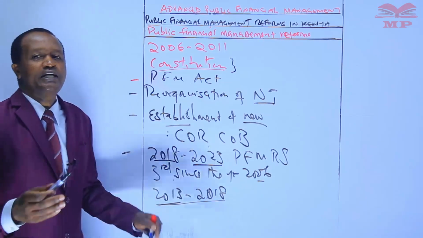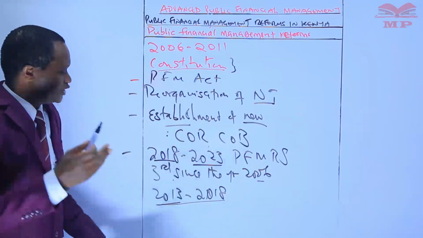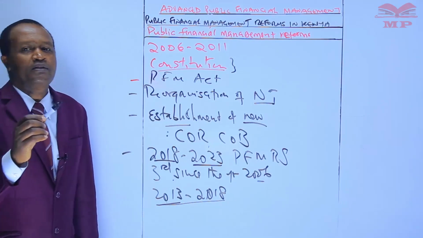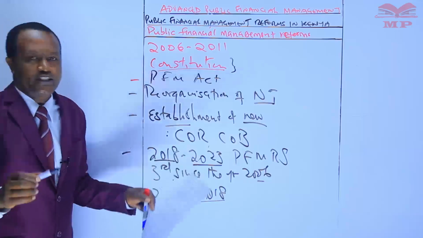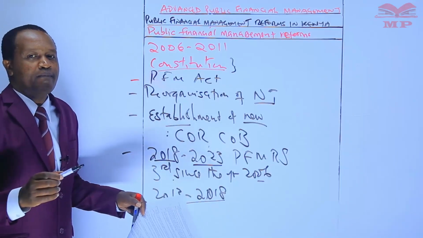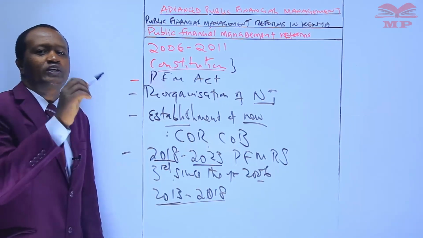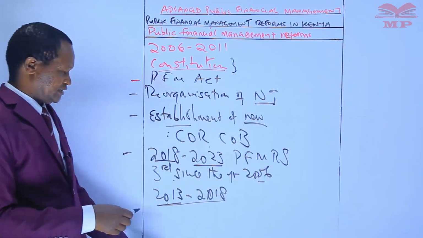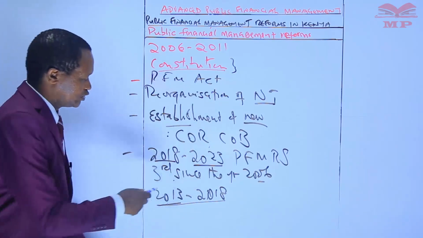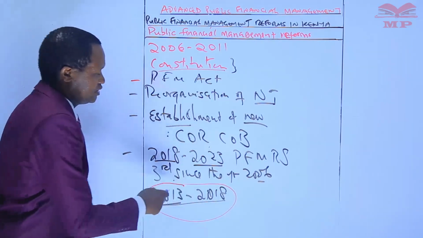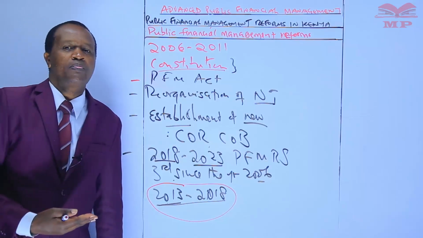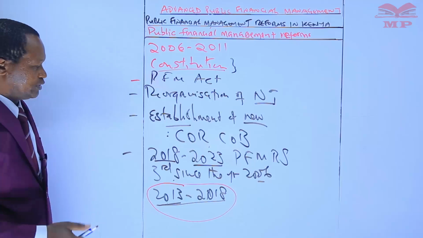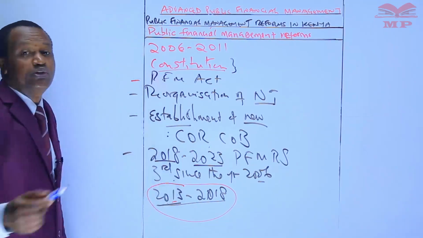Do you understand? It builds on the achievement of the 2013 to 2018 reform strategy that focused on translating the provisions of the 2010 Constitution into reality. This one here focused on doing what? On converting or translating the provisions of the 2010 Constitution, because this one came almost immediately after the new Constitution.